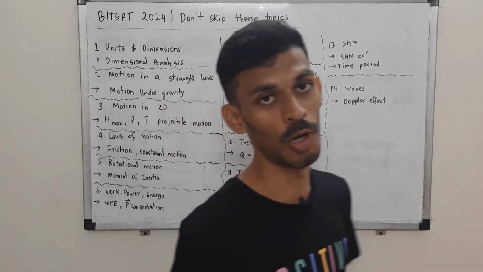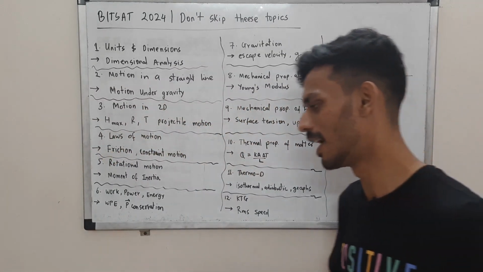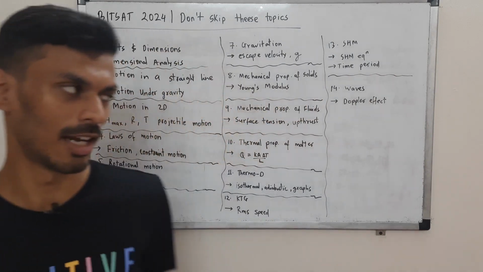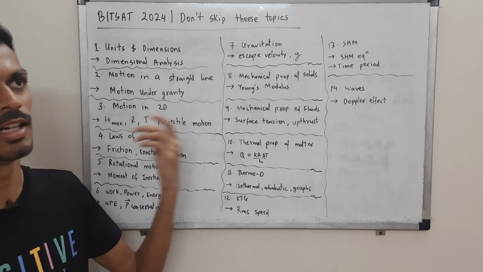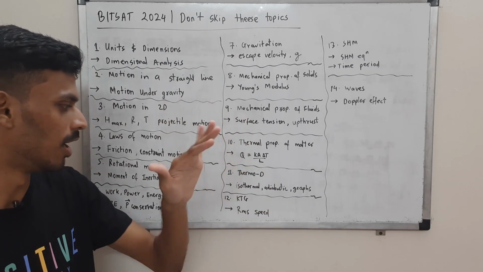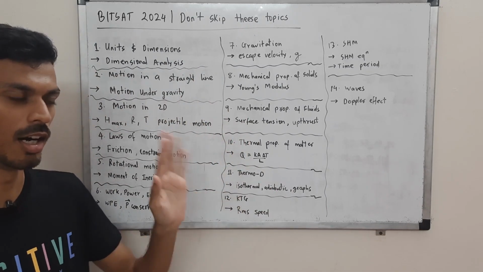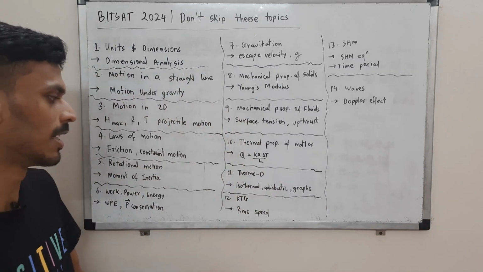You might be asked for the postulates of kinetic theory of gases. That is the case in some of the few papers that I found. And RMS speed is one of the most important topics, right? It is V_RMS is under root 3RT by m, if I'm not mistaken.